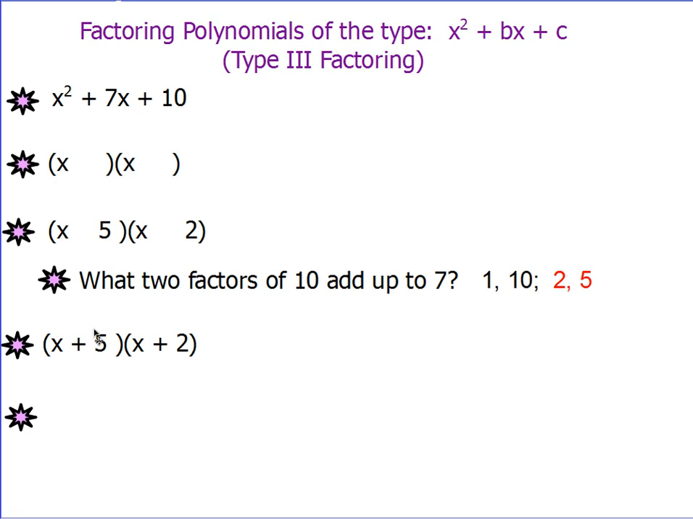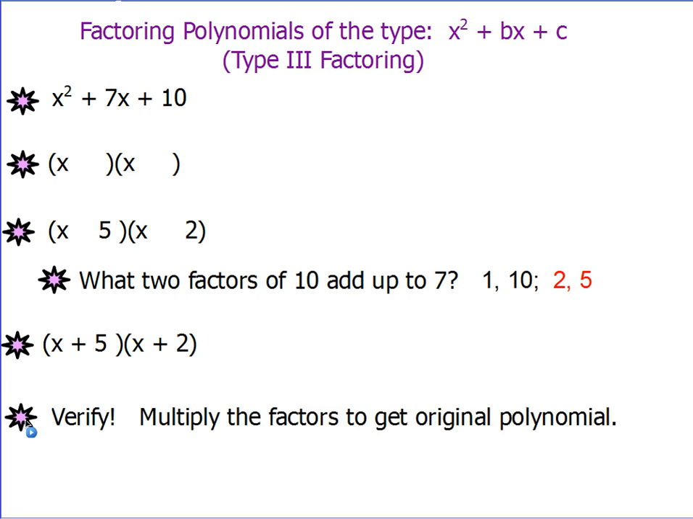If I had made these both minuses, I would get x squared minus 7x plus 10. So those would be the factors of x squared minus 7x plus 10. So the signs here give us clues about what's going to happen here. There's a lot to think about, a lot to do, so you always, always, always want to verify.